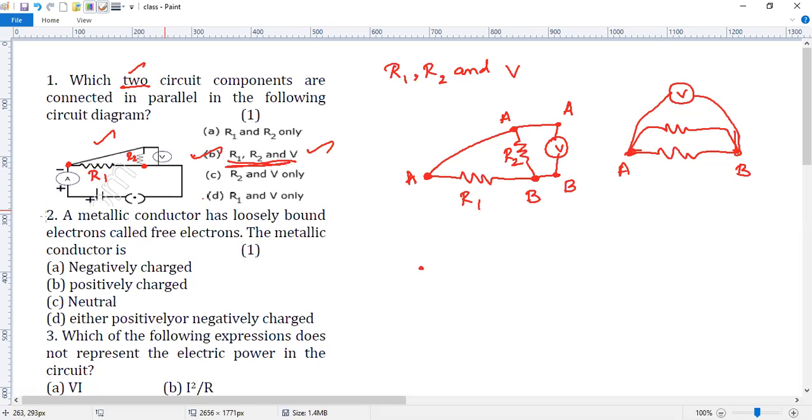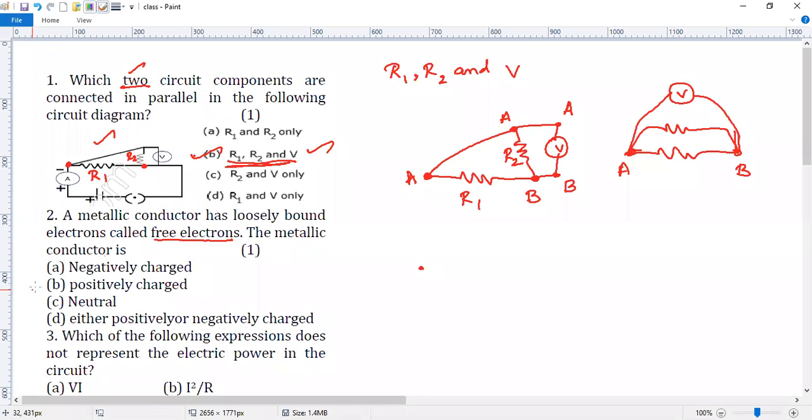Okay. Now question number 2. A metallic conductor has loosely bound electrons called free electrons. So the metallic conductor that has free electrons, how will it be? Negatively charged or neutral? Neutral? Positively charged. Positively charged.